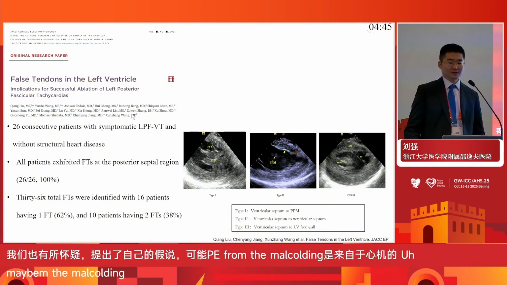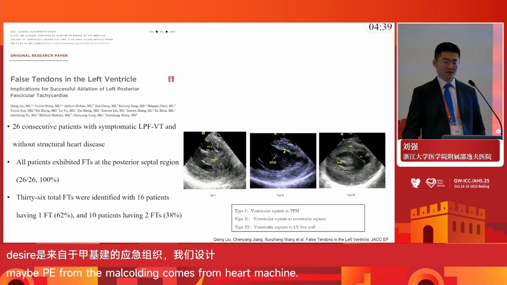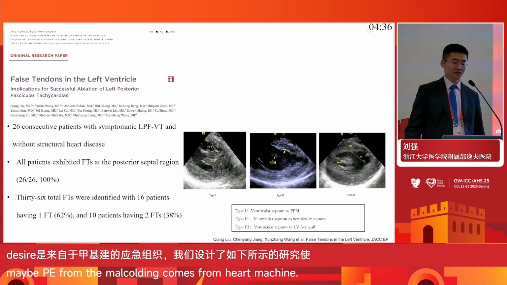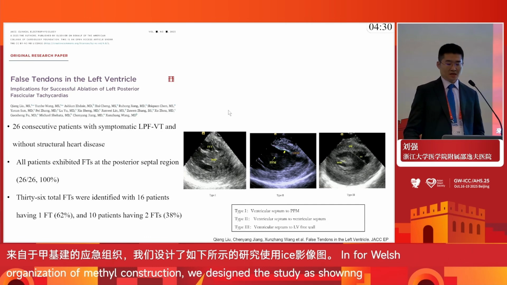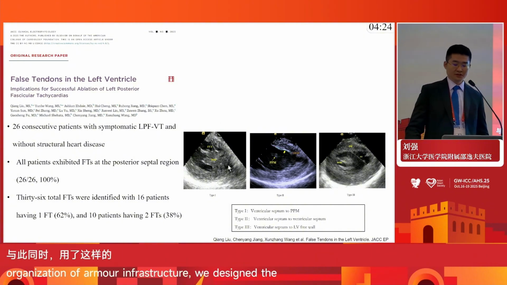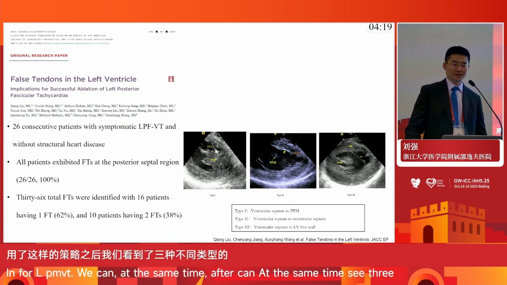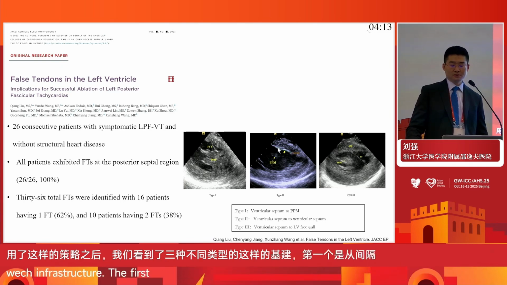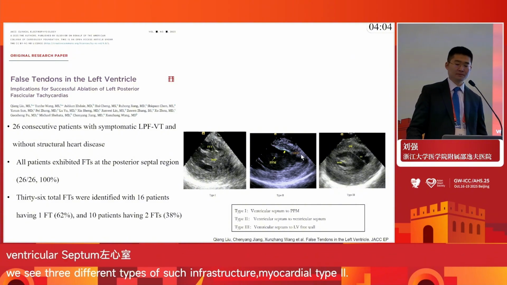So we designed this study, using ICE imaging during our EP study and ablation strategy for LPF-VT, and we could classify three different types of false tendon. Type 1 is from the left ventricular septum to connect with the middle part of the posteromedial papillary muscle, and type 2 connects the left ventricular septum and the apical part of the left ventricular septum.